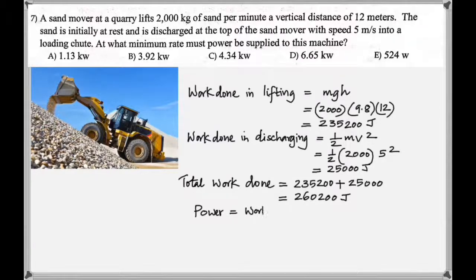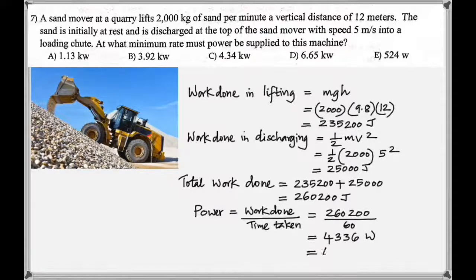And since power is total work by time, you divide that total work done by the time taken. Time has got to be in seconds. So the 1 minute is 60 seconds. That gives, it's actually 4,336 watts, which is 4.34 kilowatts, approximating it there. So that's how you do that question.